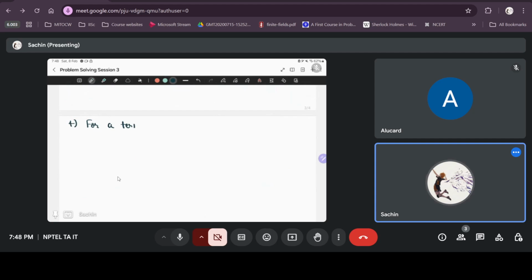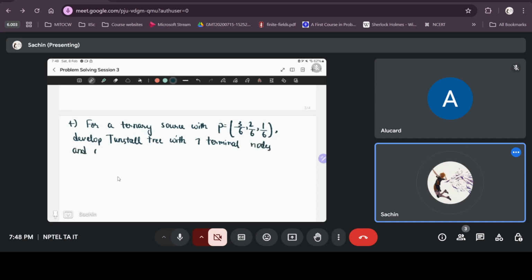Next question: for a ternary source with P equals 3 by 6, 2 by 6, 1 by 6, develop a Tunstall tree with 7 terminal nodes and calculate the entropy of the distribution on terminal nodes.